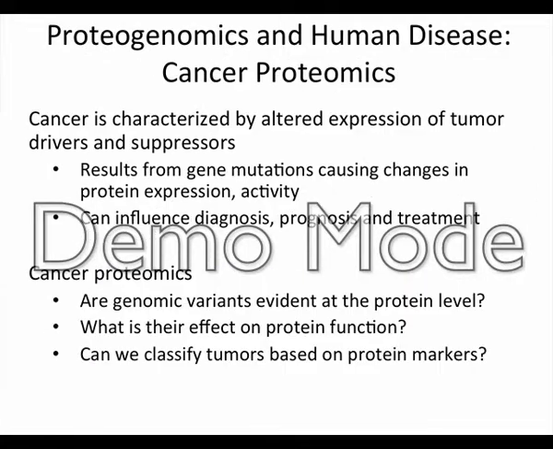So in addition to that, cancer is, of course, characterized by expression of tumor drivers and suppressors that result from gene mutations, right? And these mutations, of course, can influence diagnosis, prognosis, and treatment. An example of that is the BRCA gene in breast cancer. So, cancer proteomics, what we really want to know is, are the genomic variants we find actually at the protein level? If they are, what's their effect on the function of the protein? And can we classify tumors based on these protein markers and use that for treatment?